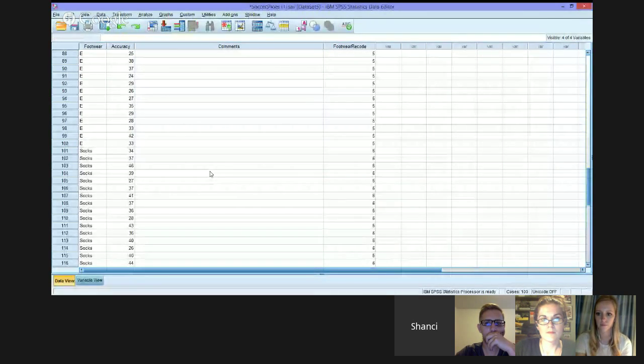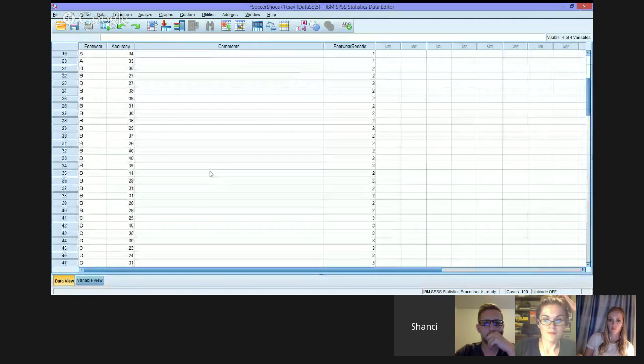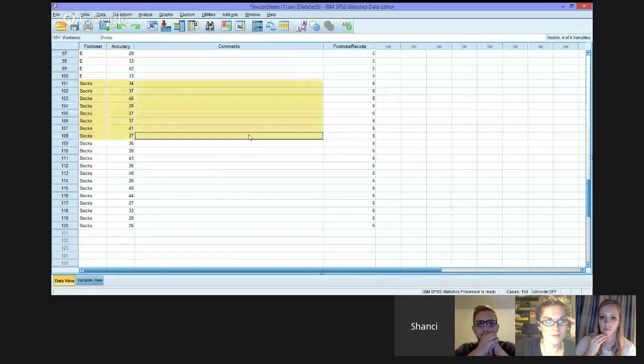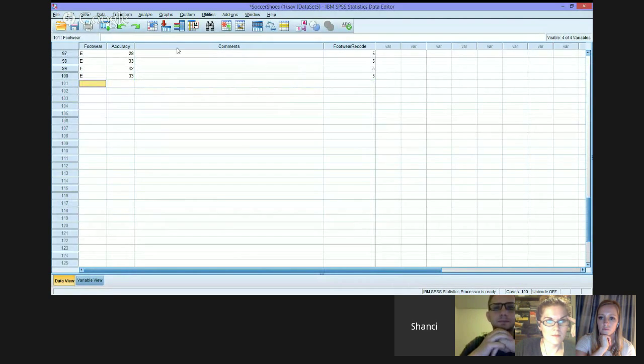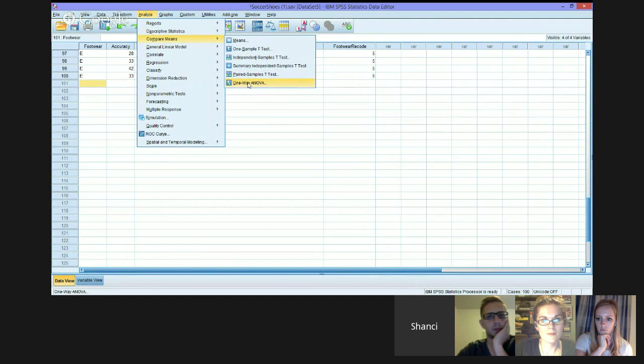Let's see. Okay, so can you see it? Yes. So here's all your data. Let's come down here. I've already run my other one-way ANOVA just in case we need it later. But then I came in here and I highlighted it, I hit delete. Which ones were you deleting? Socks. Oh, okay. So then I just come up here and I do compare means, and then do my one-way ANOVA.